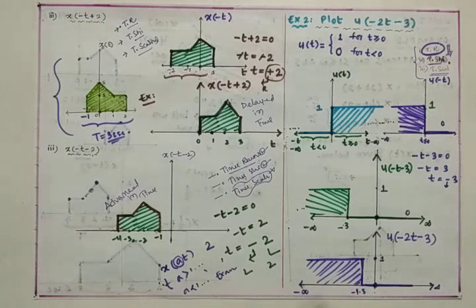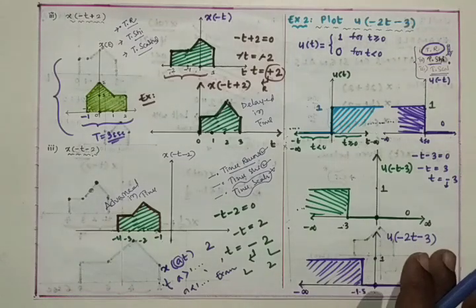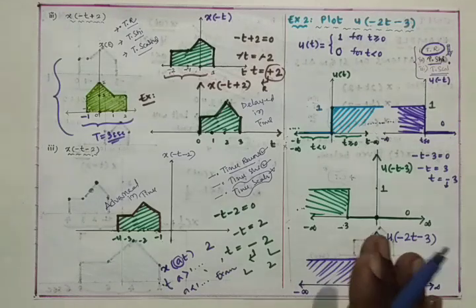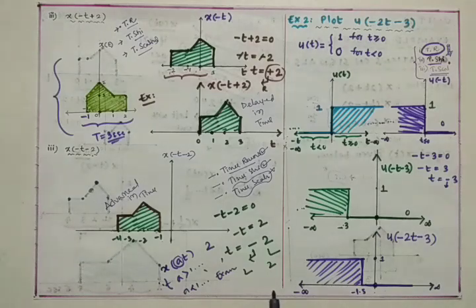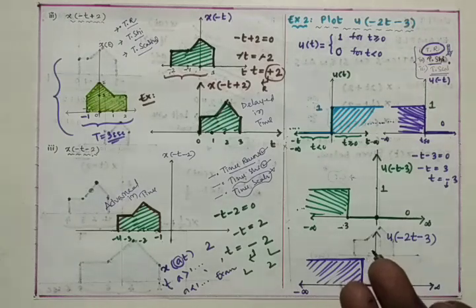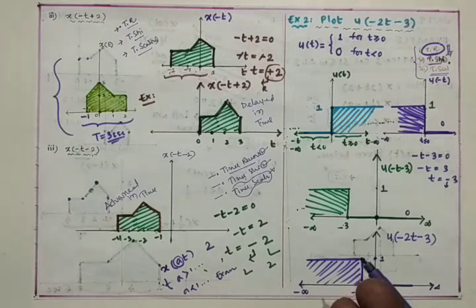After successful completion of the time shifting operation, we have to apply the time scaling operation. That is, if t or the independent variable is multiplied with any constant value, then we have to apply the time scaling operation. If that constant value is greater than 1, the signal will be a compressed version of the original signal. If that constant value is less than 1, the resultant signal will be the expanded version of the original signal. In this way, we can plot any type of signal.